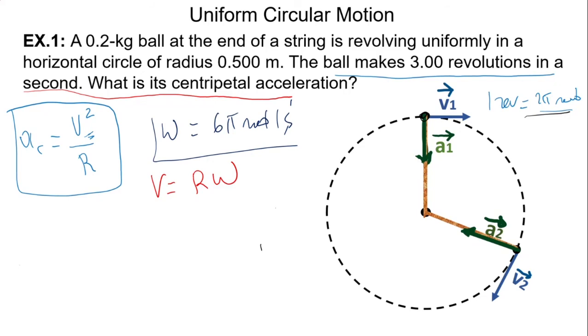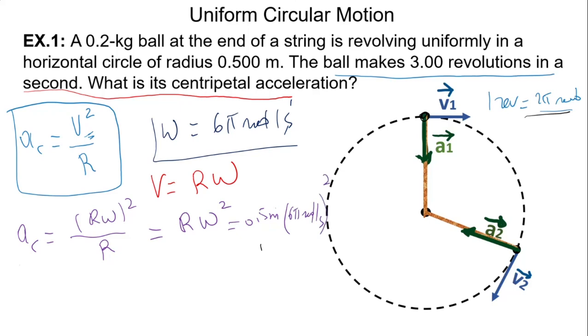Now we can bring the acceleration here. We said the acceleration is v squared over r, which is r omega squared over r. It will be just r omega squared. So r is half a meter. Omega is 6 pi radians per second, squared. And then the centripetal acceleration should be 177.65 meters per second squared.